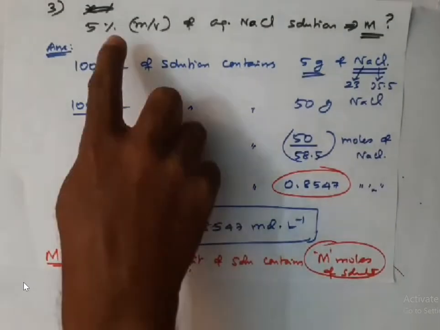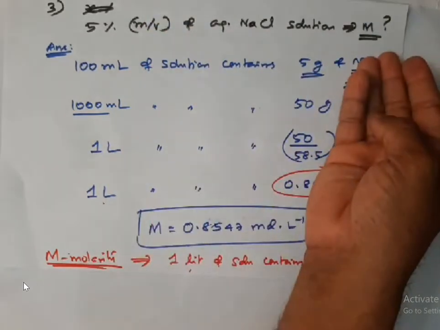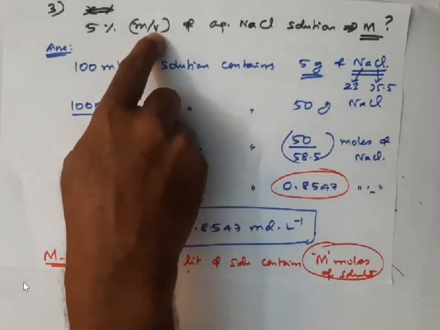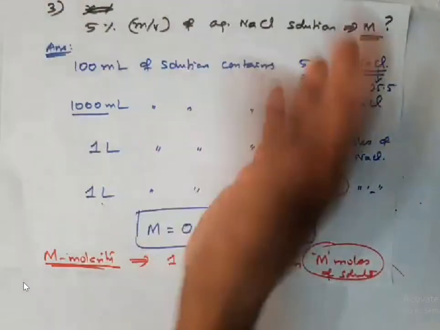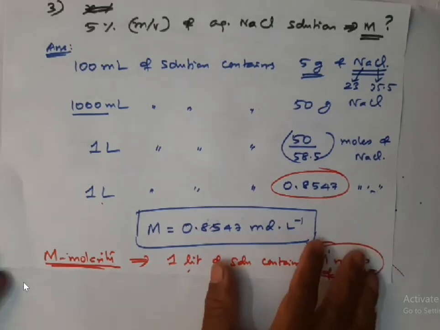So remember, if percentage mass by volume is given, you can calculate molarity directly without using density, because I have volume here. I have volume here also. We have volume, so density is not required here. Right? For molality to molarity conversion, you require density.